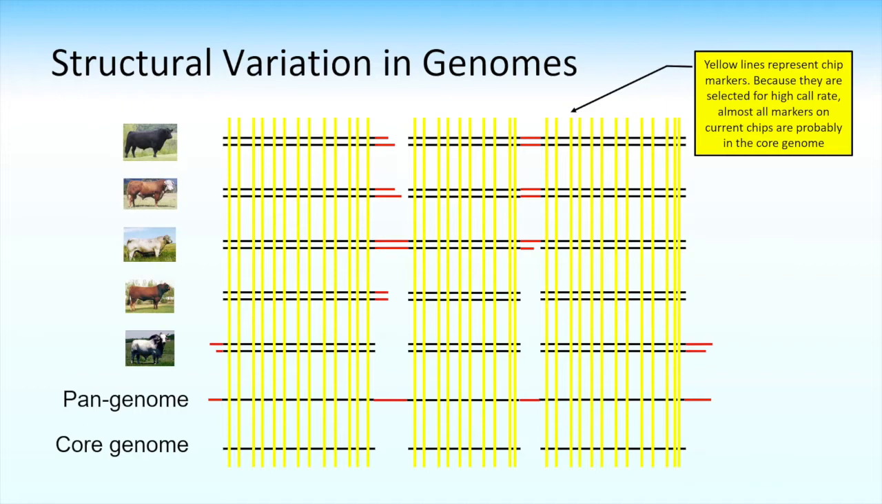Markers that are candidates for chip genotyping are typically screened for call rate, which is the proportion of animals for which genotypes that follow Mendelian segregation can be reliably produced. This would exclude most markers outside the core genome, so most markers on current chips are probably in the core genome. In contrast, all the DNA in the genome is subject to low-pass sequencing.